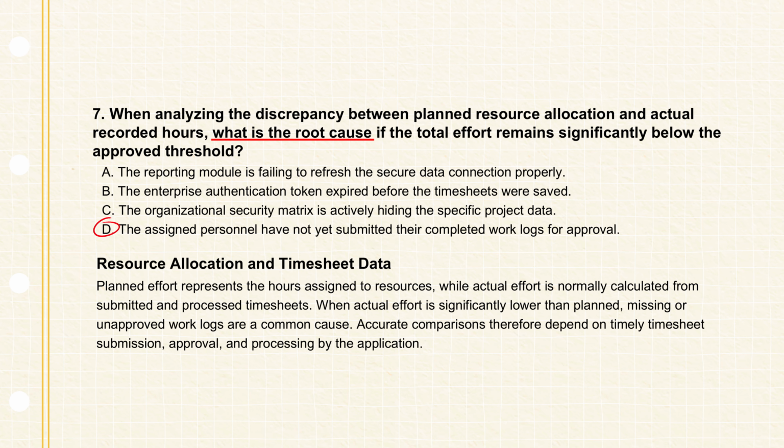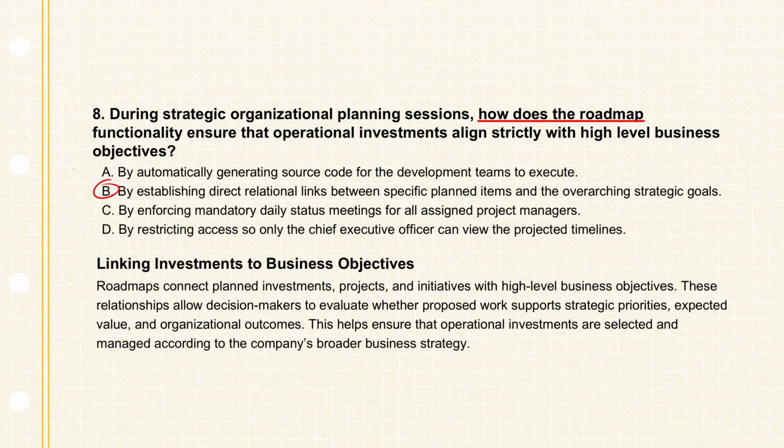Without a doubt. So, assuming we can get the humans to actually input their data, we also have to ensure they're working on the right things in the first place. Question 8. During strategic organizational planning sessions, how does the roadmap functionality ensure that operational investments align strictly with high-level business objectives? The correct answer is B. Roadmaps support strategic alignment by connecting planned investments, projects, or initiatives directly to defined business goals. These relationships allow decision makers to evaluate whether proposed work contributes to the organization's strategic objectives.